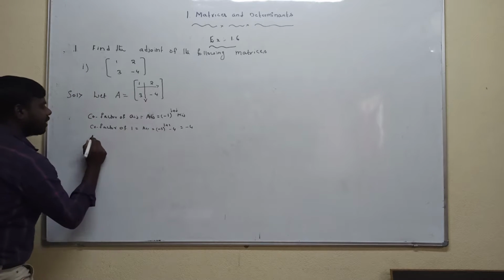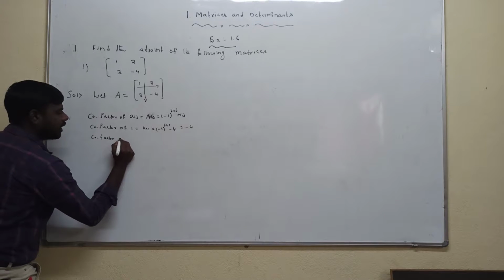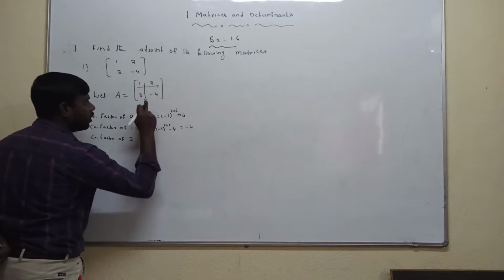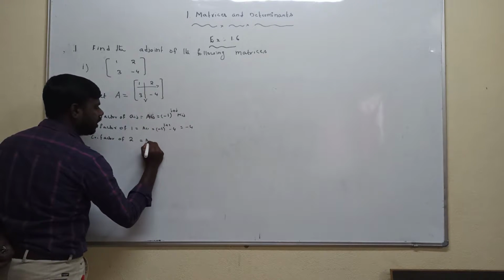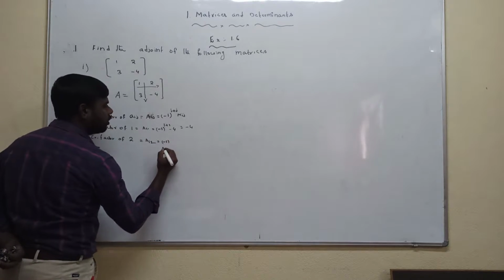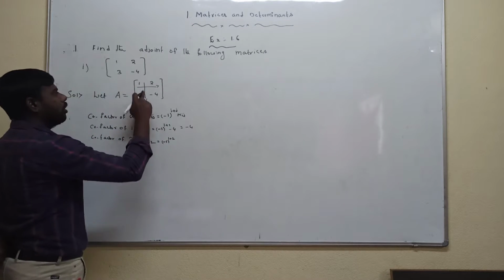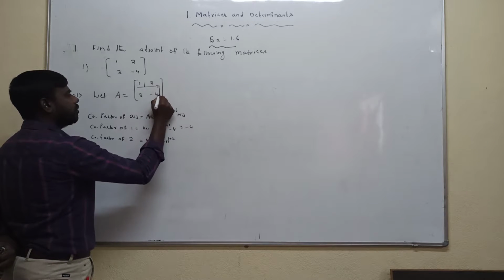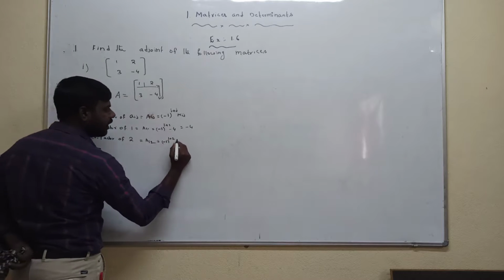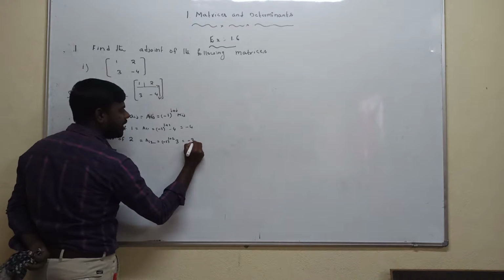Next, cofactor of 2. We need to calculate the cofactor of every element here, students. Now 2 is present in the first row, second column, so we apply (minus 1) to the power of 3. The first row and second column are eliminated, then the remaining element is the minor, which is 3. Minus 1 whole cubed is minus 1, and minus 1 into 3 is minus 3.